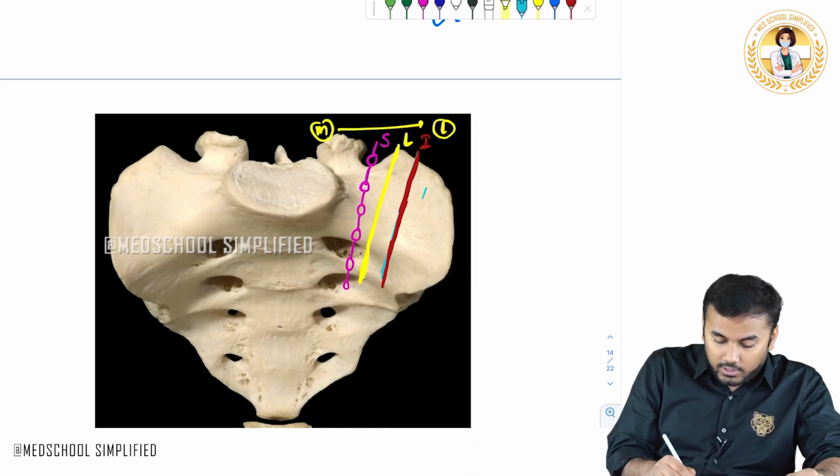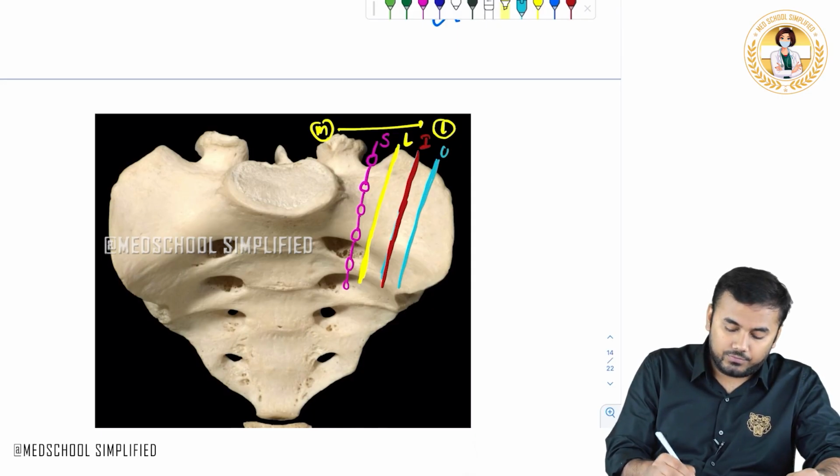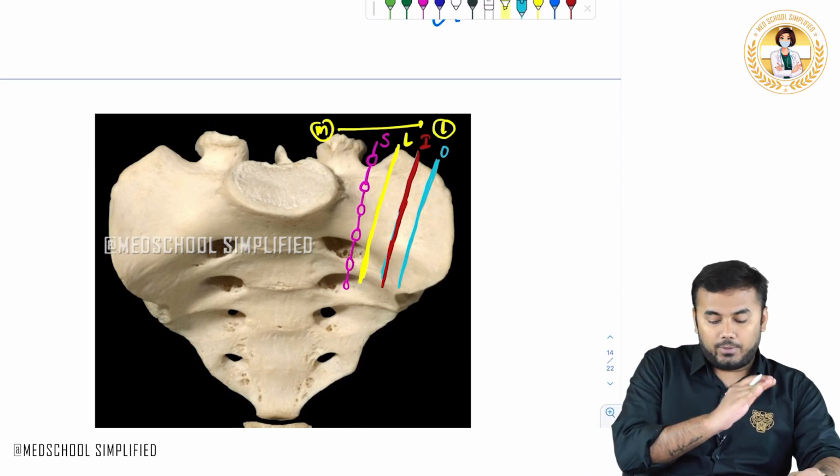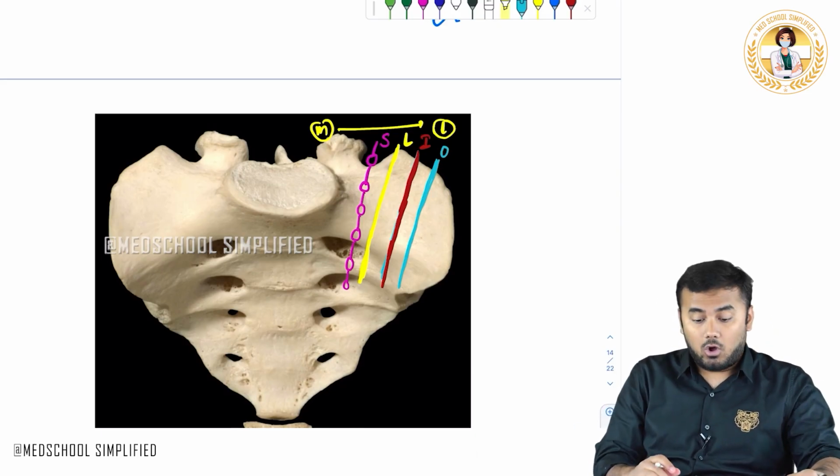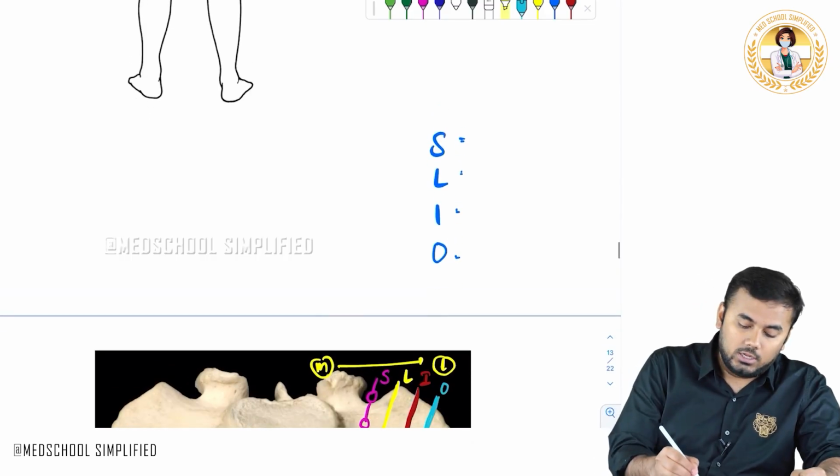And finally we have O here. O stands for obturator nerve. So from medial to lateral on the ala of the sacrum, you have got these structures. What are these structures?